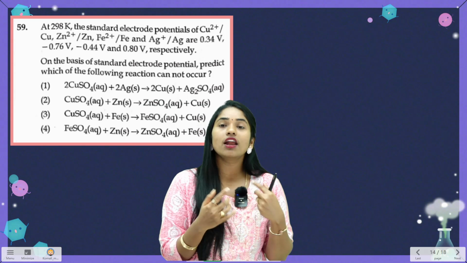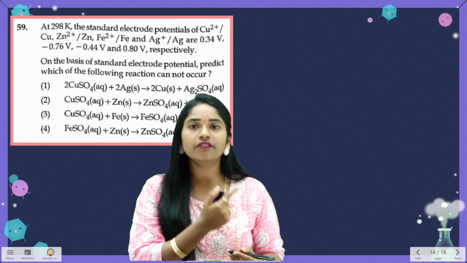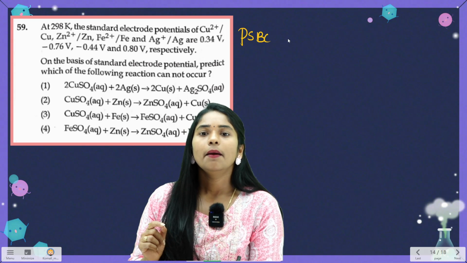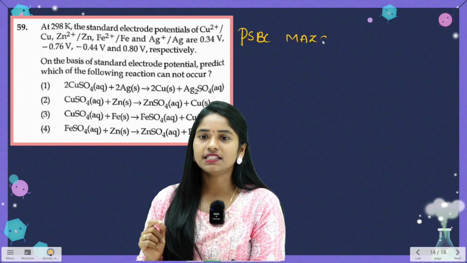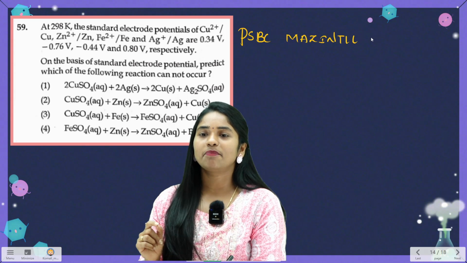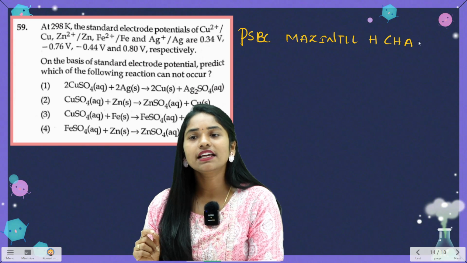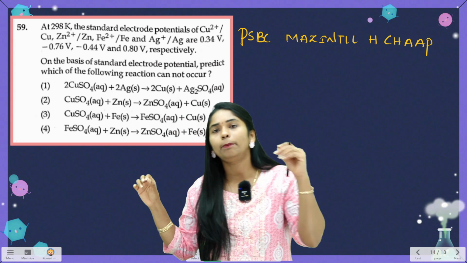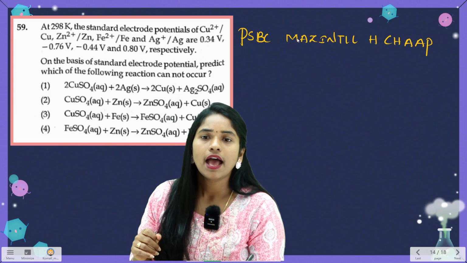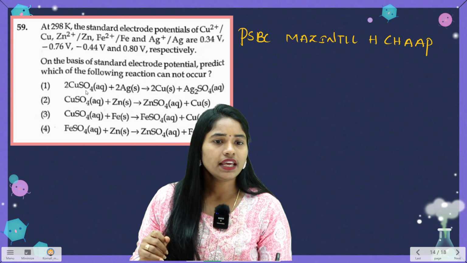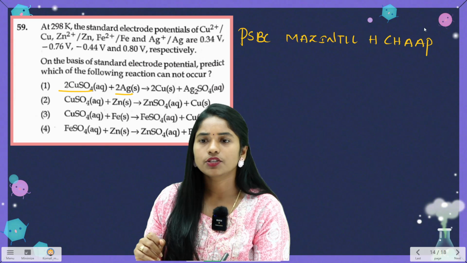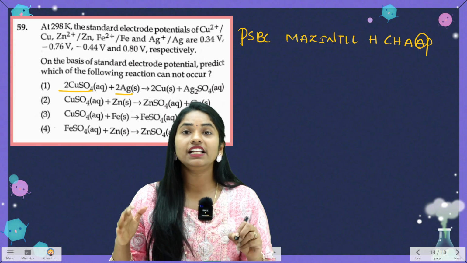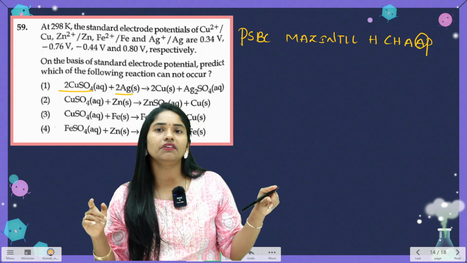we can use that, or directly we can apply the trick and solve this question, like PSBC Megentil HChap. So the entire paper is like an easy paper. All our trick based questions came. If you apply the trick faster, you can solve this. And see here, they have given copper and silver. So this is silver actually. PSBC Megentil HChap is a trick to remember the reactivity series of the metals.